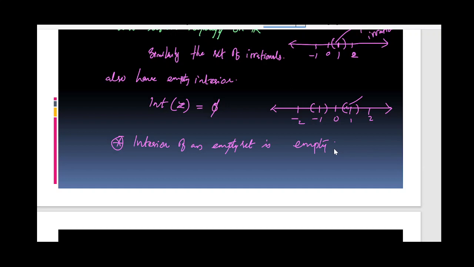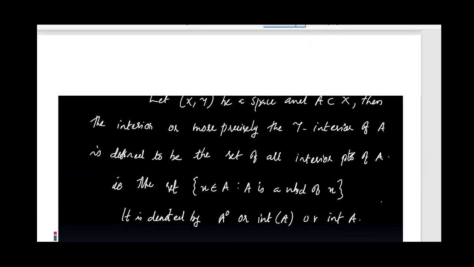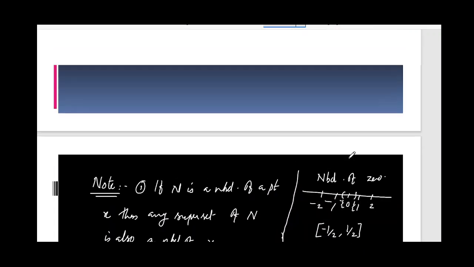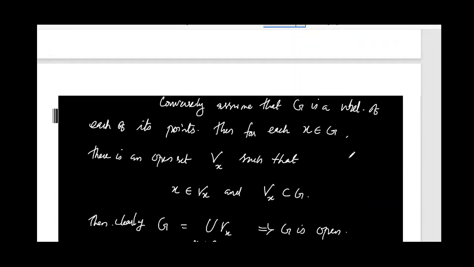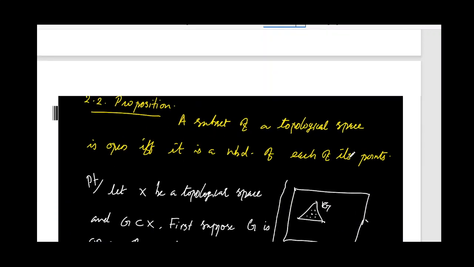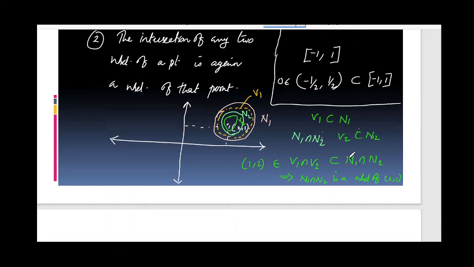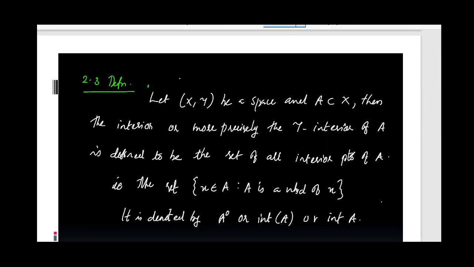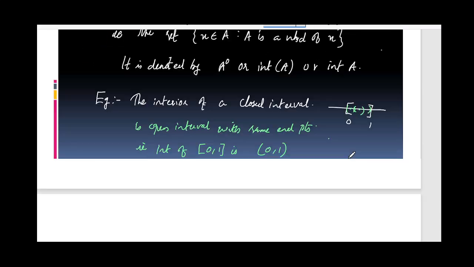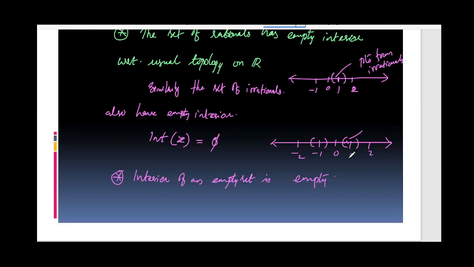So today we have discussed neighborhoods and interiors. Hope you understood this. What was a neighborhood? Then one proposition regarding neighborhoods: the intersection of neighborhoods is a neighborhood. Then the definition of interior point and interior of a set. Next, we have seen some examples for interiors.